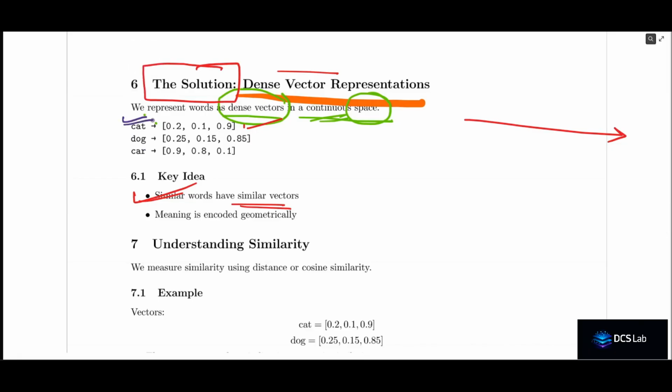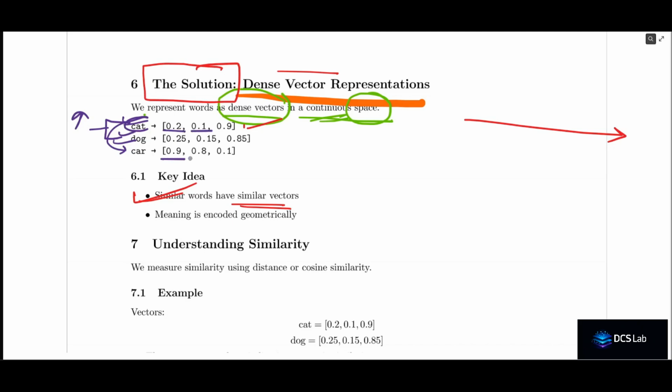Cat has a vector representation of 0.2, 0.1, 0.9. Dog has a vector representation of 0.25, 0.15, and 0.85. If you find the similarity between these two, it is high compared to the similarity between cat and car. It's way apart. Cat has 0.2 here, but car has 0.9 here.